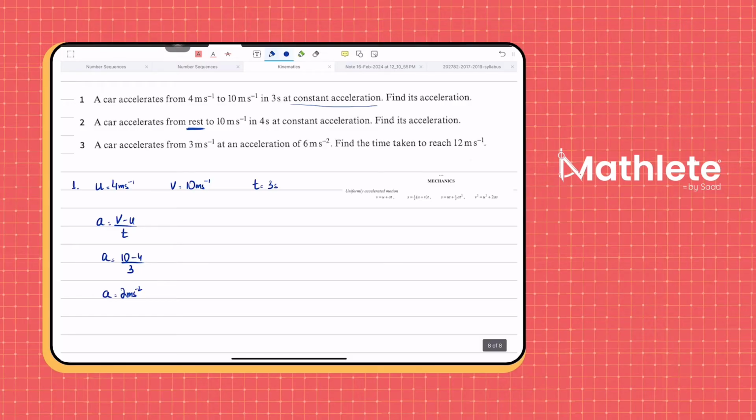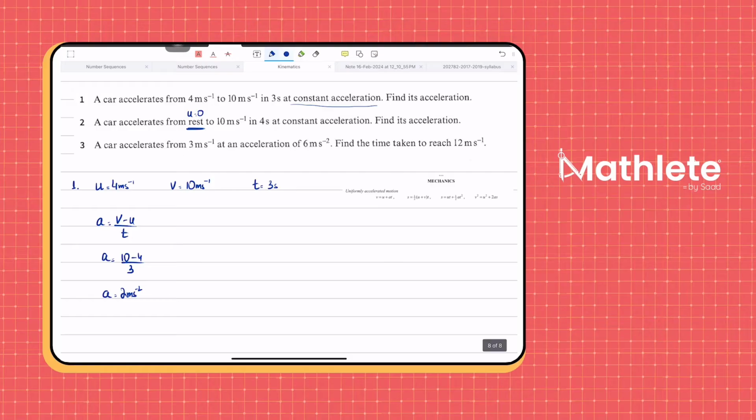Now, the second question also will be done exactly the same way. Now tell me, when the question says accelerates from rest, what does that mean? Initial velocity will be 0. You're given the final velocity, you're given the time, you can find out the acceleration.